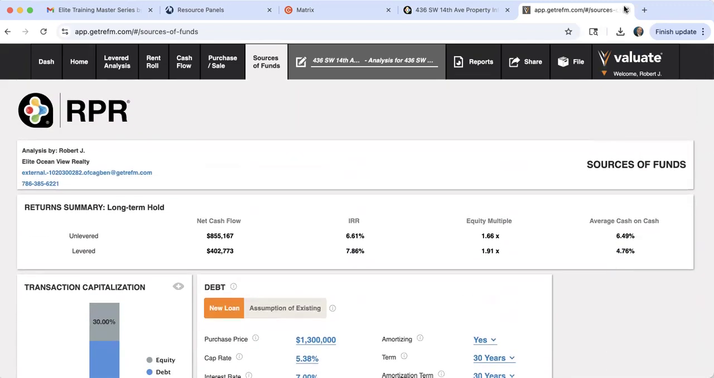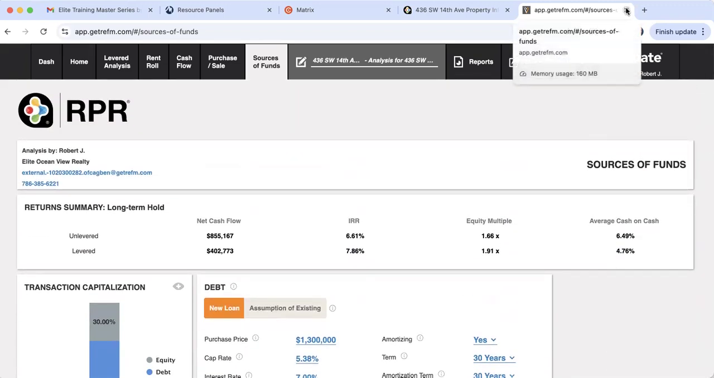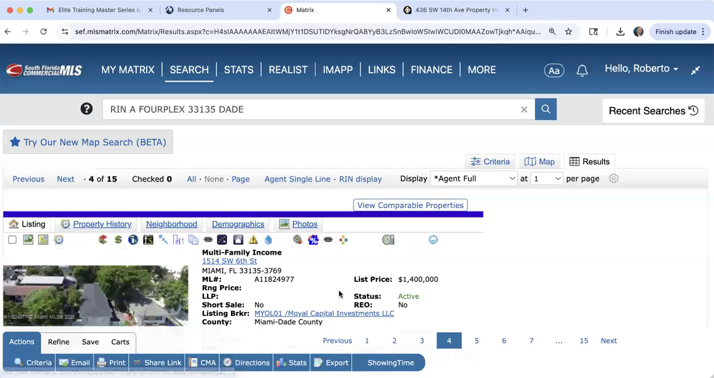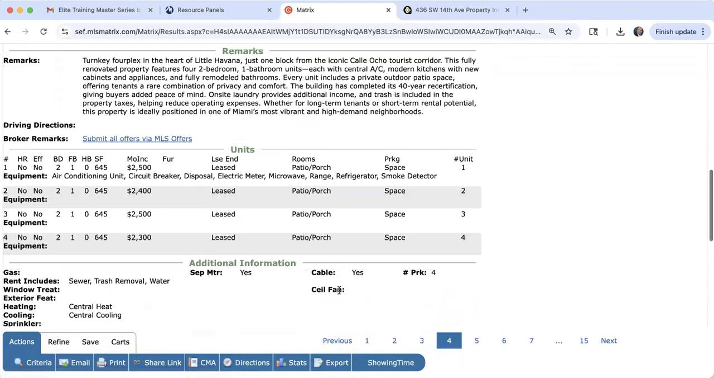All right. Guys, this is math. This is easy. Let Valuate do the work for you. Let Valuate do the work for you. And then you go on to the next one. And let's say they're looking at this property. This is $1.4 million. And here we're looking at income of 2,500, 2,400, 2,500, 2,300.